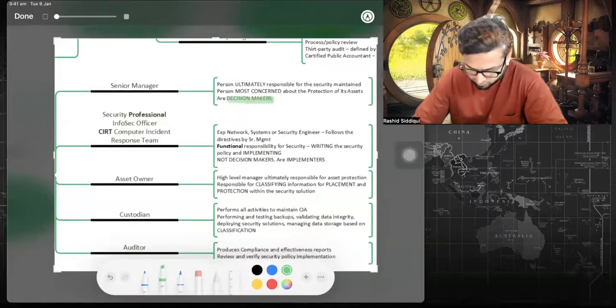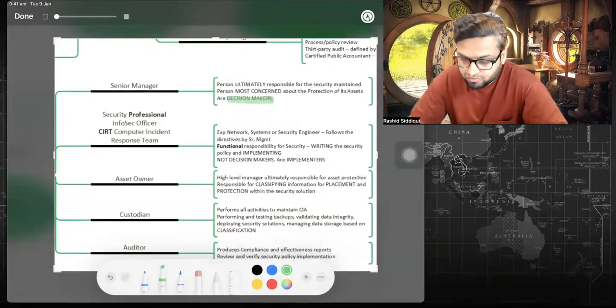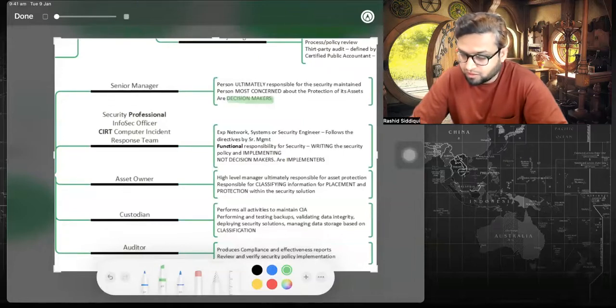Then we have the security professional. We call them InfoSec officer, or we call them computer incident response team, right? So they are the experienced network, system, or security engineers. They follow the directives by senior management.